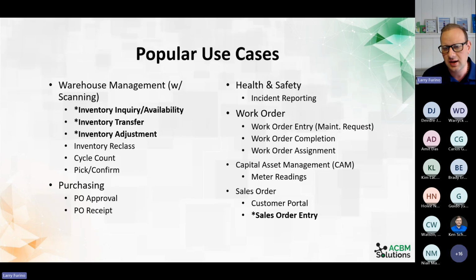So I mentioned PO approval as one of the more common ones. The other ones that we see all the time are inventory. And so Ken's going to demo those for us later. We're going to take a look at some inventory inquiry availability. We're going to look at inventory transfer, inventory adjustment. Another one that we're going to look at is sales order entry. We do see that a lot. But with the sales order entry, we're going to start looking at some of the UI components and the flashier kind of UI, UX type of things that help increase adoption of these mobile apps.